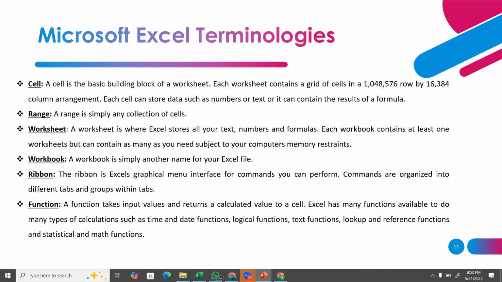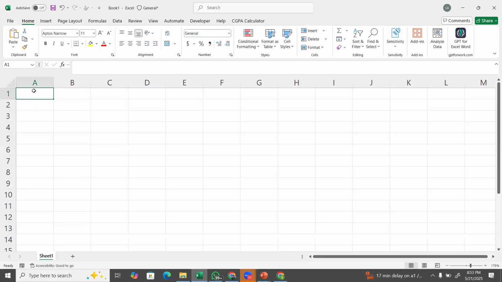Another thing is a range. What is a range? Remember cell: each of these boxes is called a cell. But by the time you select two or three, multiple cells, then it becomes a range. You can either call it a range or call it an array. So a group of cells is called a range or an array. All right.